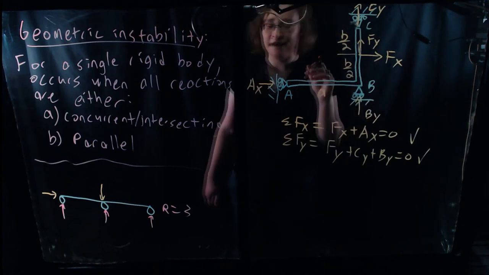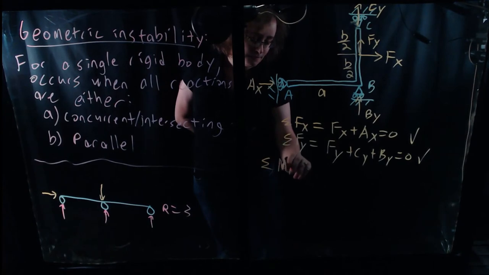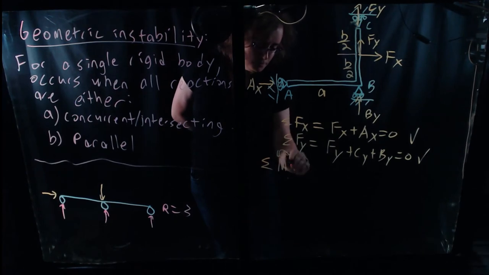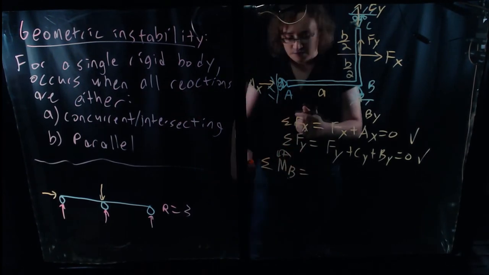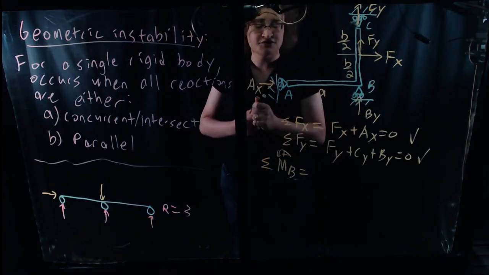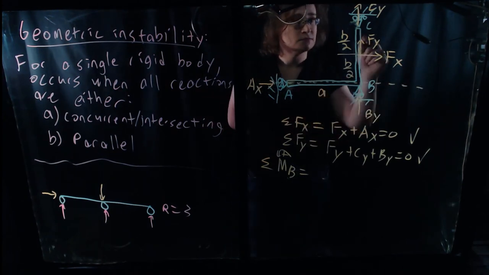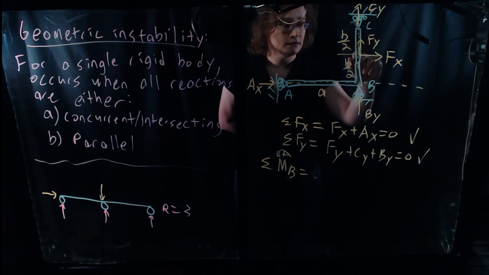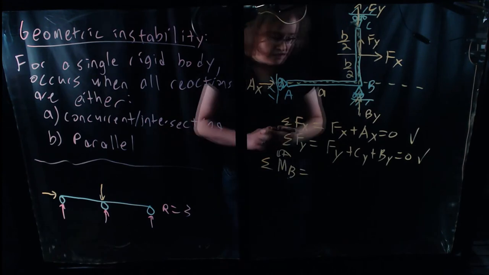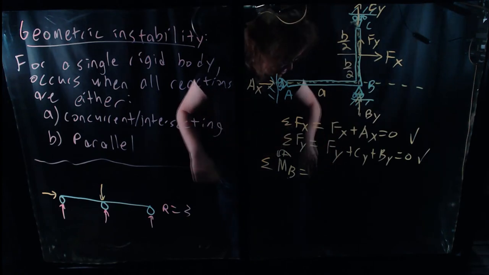Let's take a look at the real Achilles heel of this. What if I sum moments about B? Let's look at the lines of action of these forces, of the restraints specifically, the restraining forces. So Ax has a line of action like this. Cy has a line of action like this, and By shares the same line of action. And Fy also shares that line of action, but that's fine.